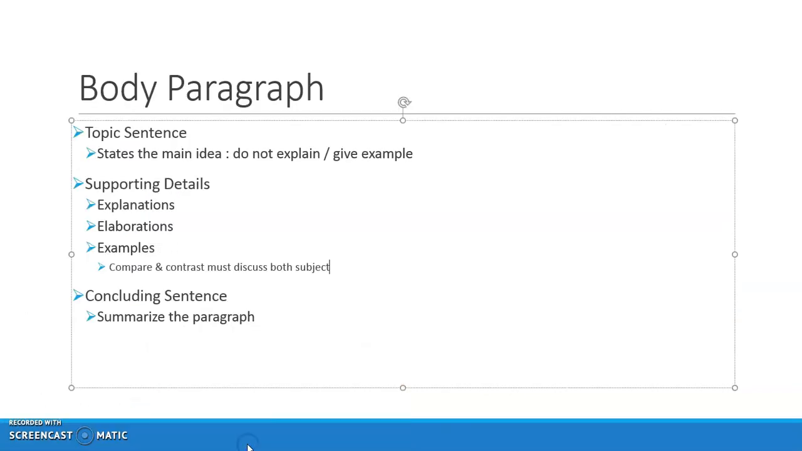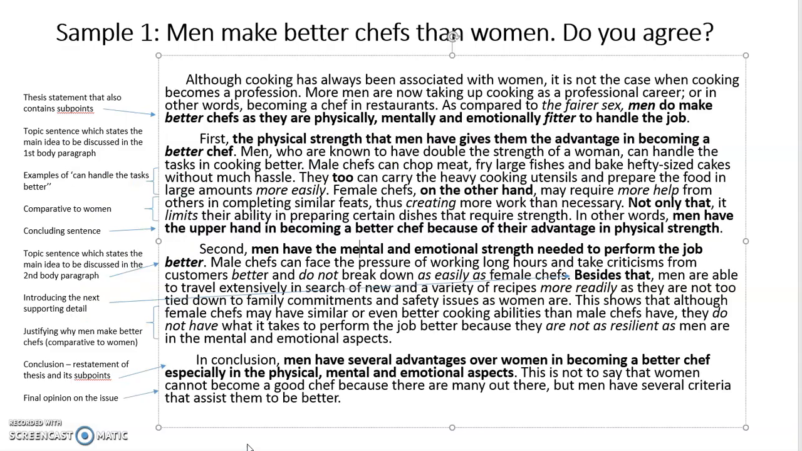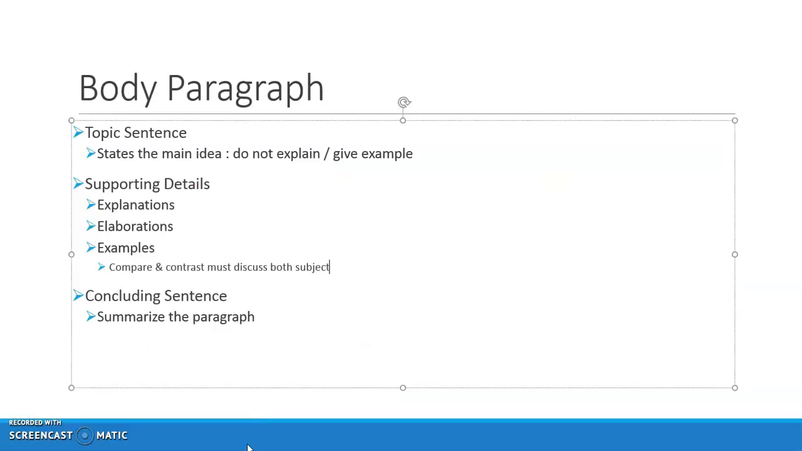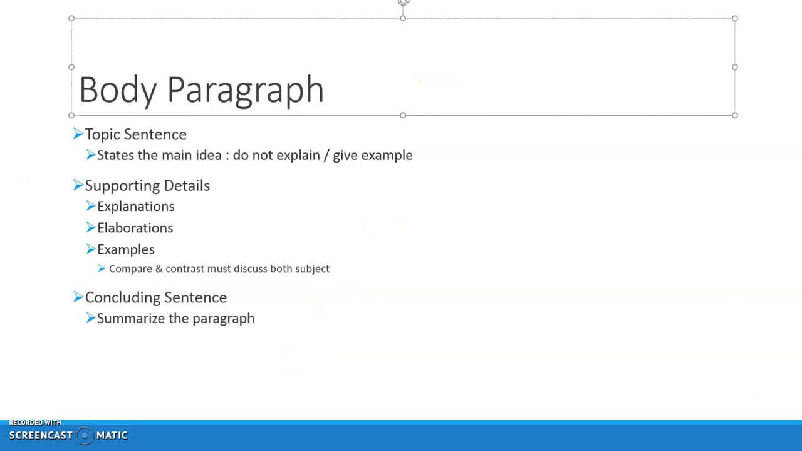So let's continue with our discussion on our task 2 essay. In our previous video, we're done with the introduction. Now let's look at the second element of your essay, which is the body paragraph. And we'll use the previous essay as an example for this lesson. Right, so let's look at the elements that are needed in a body paragraph.